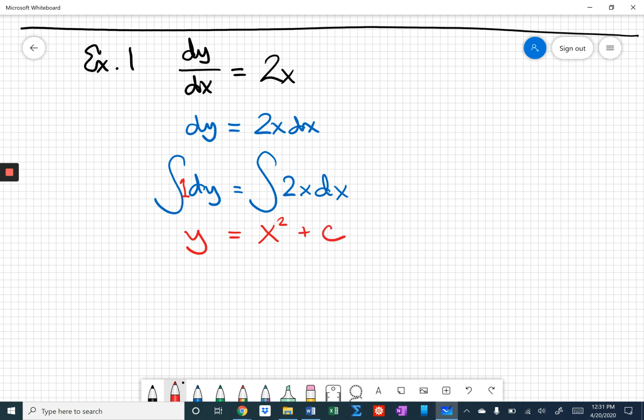Now, you might be thinking to yourself, well, we put a constant on the right-hand side. How come we didn't put a constant on the left-hand side? And I think I've talked about this before, but just in case I didn't or you don't remember, let's do a little bit of side work over here.